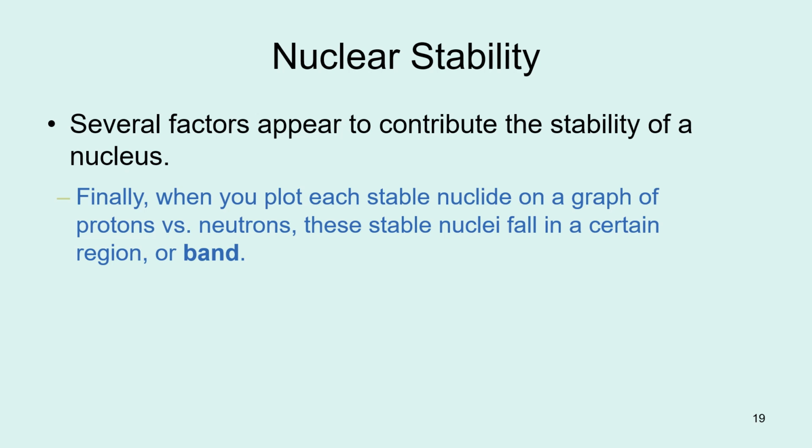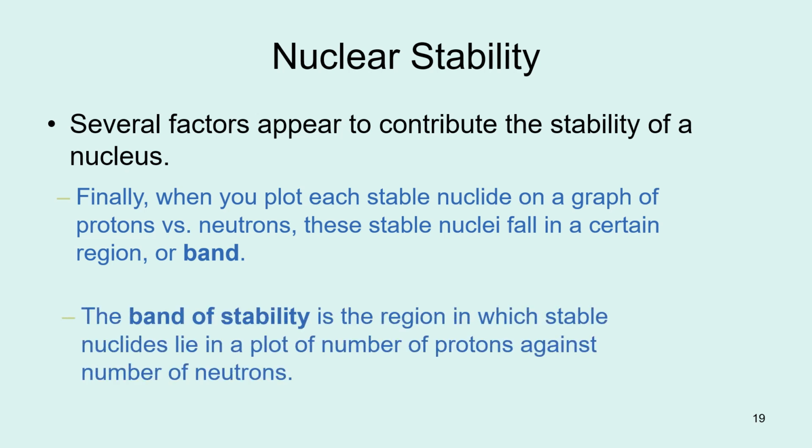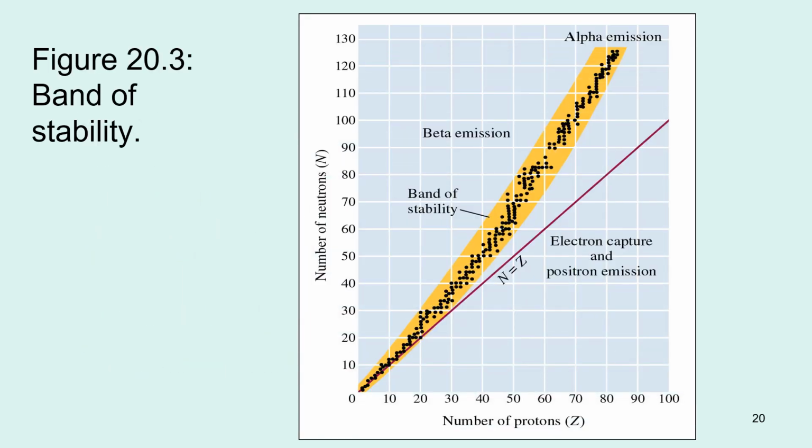And then we can also look at what's called the band of stability. If you plot every stable nuclide on a graph and you put the protons on the x-axis and the neutrons on the y-axis, you can see a band of stability. It's on the next slide. So this is a region where most stable nuclides lie. If they're outside of this region, they tend to be unstable. So here's what that looks like.